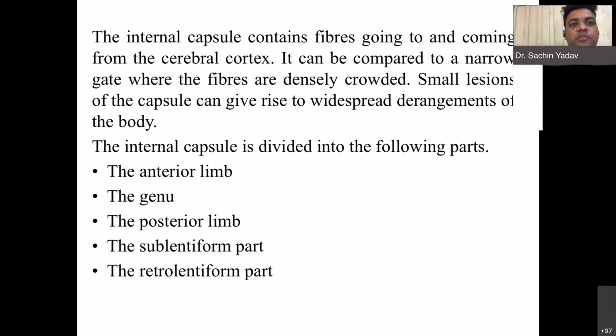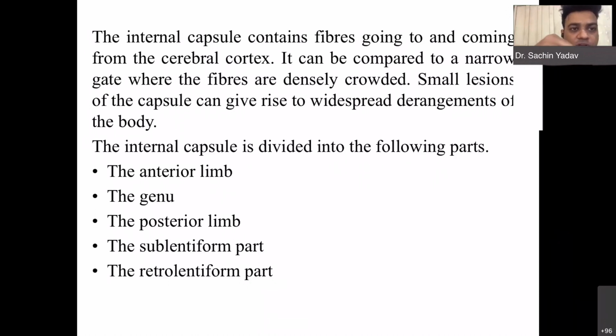The internal capsule contains the fibers going to and coming from the cerebral cortex, meaning both corticopetal and corticofugal fibers. So it can be compared to a narrow gate where the fibers are densely crowded, meaning converged, right? Any small lesion of this capsule can give rise to a widespread derangement of the body, meaning a large part of the body can be affected even if a small part of the internal capsule is affected for any reason, maybe due to hemorrhage or ischemia.